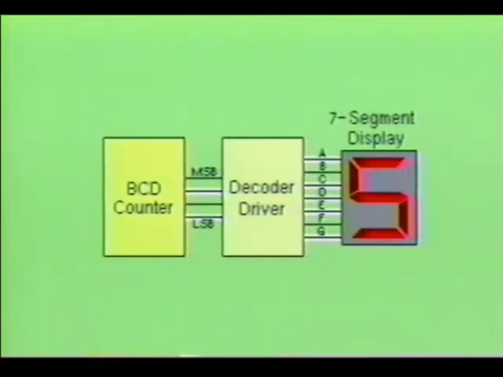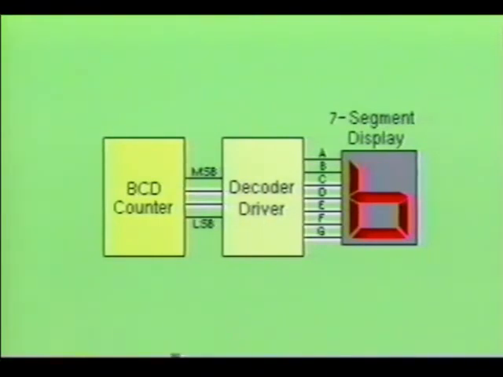By increasing the counter by another count, it produces a BCD output of 0101. This output is then directed into the BCD inputs of the decoder driver IC, where it is decoded and sent to the 7-segment display. The decoder driver device will cause outputs A, C, D, E, and G to energize, which causes the numeral 5 to be displayed.